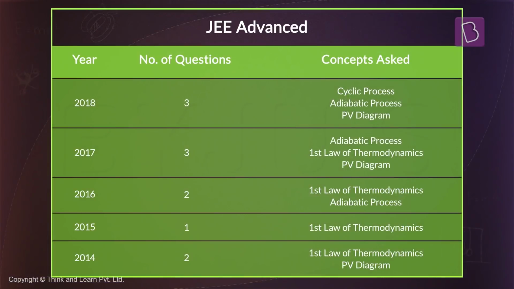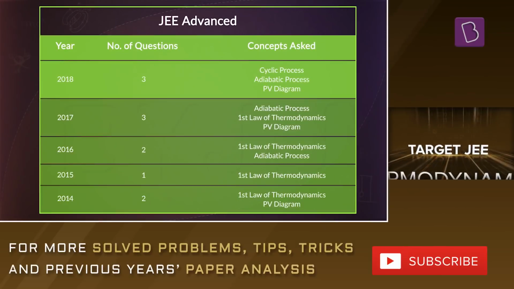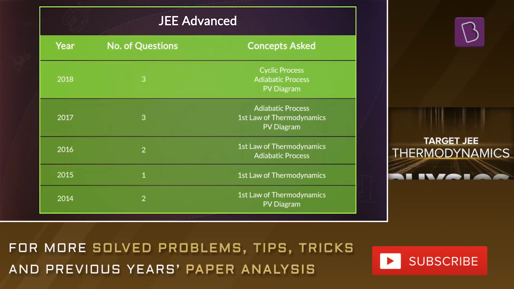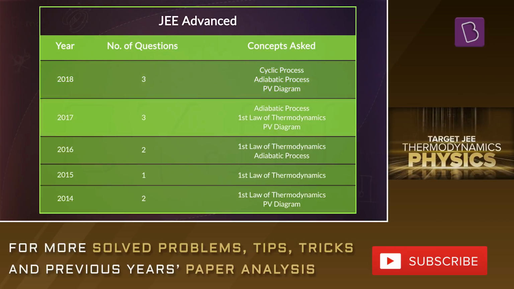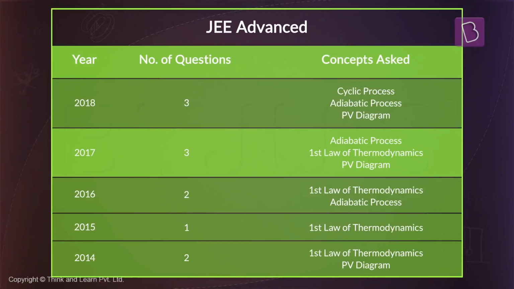So if we talk about JEE Advanced exam, just last year 2018, 3 questions were asked from this topic. So one question was from cyclic process, one was from adiabatic process, and one was from PV diagram. Now in 2017, again 3 questions were asked, and one was from adiabatic process, and one was from first law of thermodynamics, and the last question was from again PV diagram.